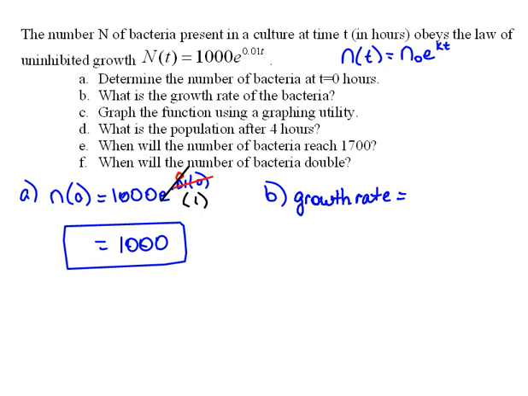So in this case, our growth rate comes directly from that k value. Well, our k value was 0.01. The only thing is, when we talk about growth rates and decay rates, generally they're in percentage form. So if I were to change this over to a percent, I would have to multiply by 100 or move the decimal over 2 places, which would make that a 1% growth rate.